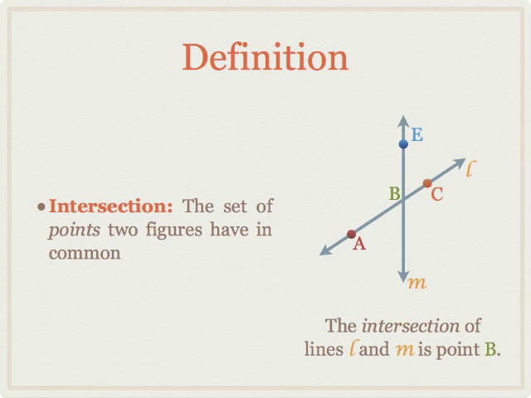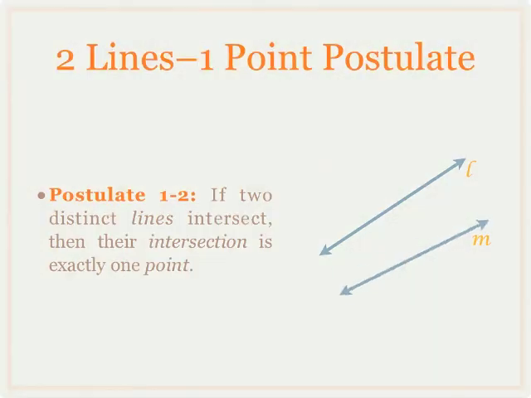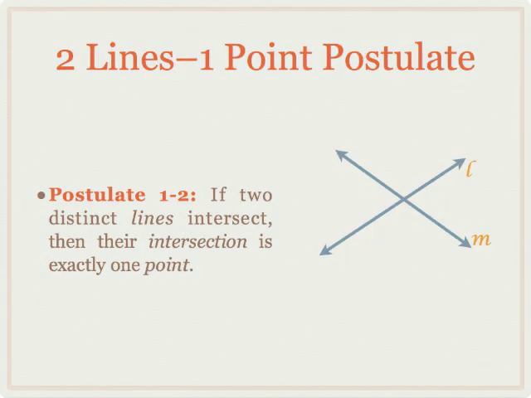Speaking of postulates, let's move on to our next one. I like to call this one the 2 lines, 1 point postulate. As you saw in our last figure, if 2 separate lines intersect, then their intersection is exactly 1 point. So notice again here at point B where lines L and M intersect, there isn't a dot. We know from this postulate that since the 2 lines intersect, point B is exactly that, a point.